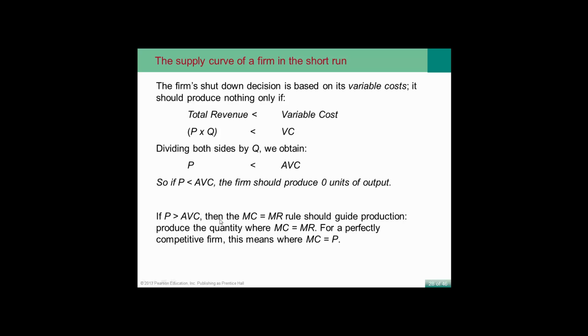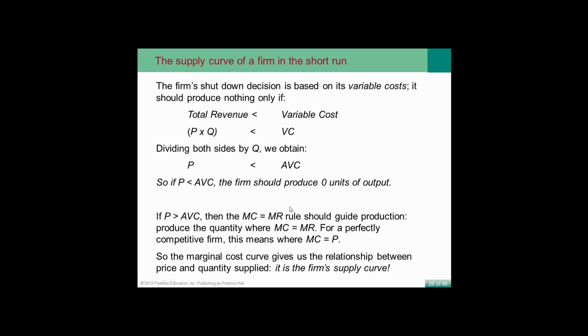If price is greater than average variable cost, then the MC equals MR rule should guide production. They should produce the quantity where MC equals MR. For a perfectly competitive firm, this means they should produce where marginal cost equals price.